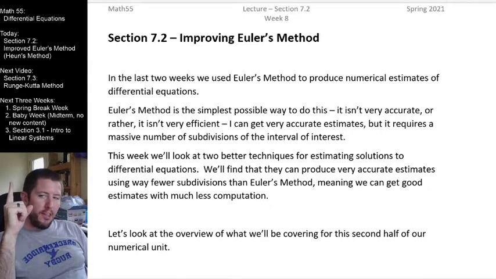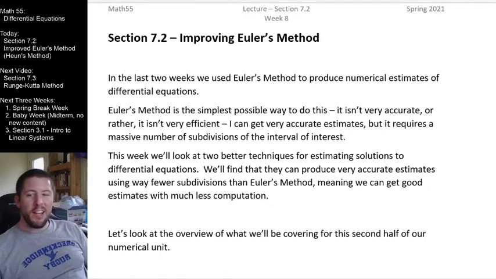Before I start, I want to talk about the things that are above my head right here. This week we're going to cover section 7.2 and 7.3. You're going to hit up some 7.1 in the homework assignment. We're going to talk a little bit about it today as well. What's coming up in the next 3 weeks?